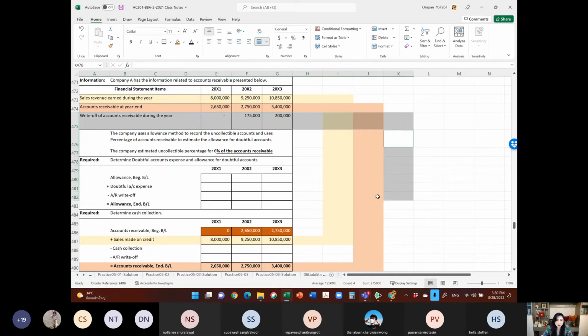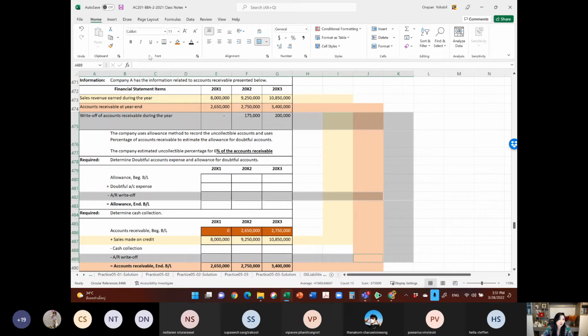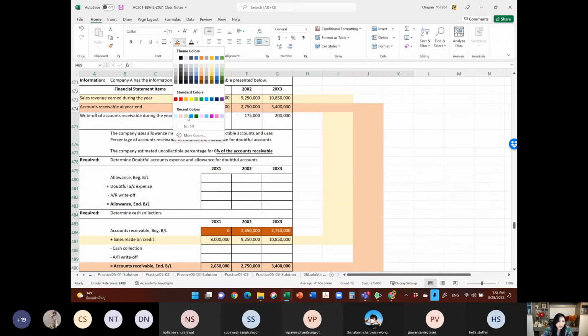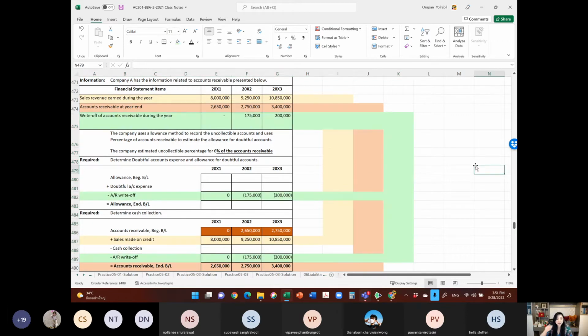And according to the information given here, you also know the write-off. Okay. So the write-off not only affects the accounts receivable, but also will affect the allowance as well. Okay, so let me take the write-off to here.